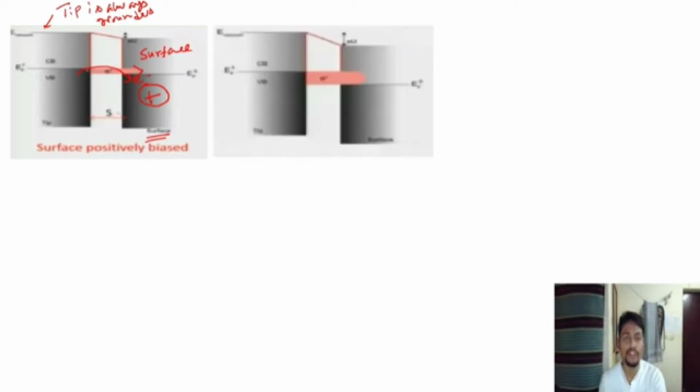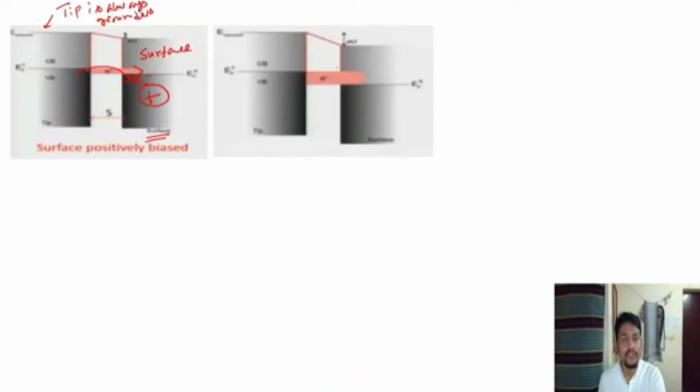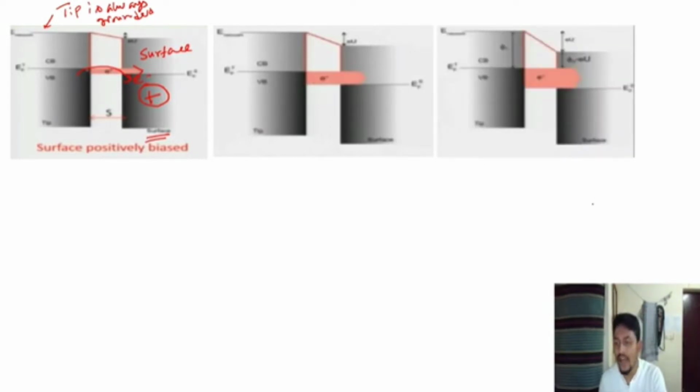Now, if we apply more voltage, electrons will come more easily, so we will get more tunneling current, because we have already seen that the tunneling current is directly proportional to the voltage. So if we apply more voltage, the tunneling current is going to be much higher. If we now try to draw the tunneling current versus voltage plot, let's say this is case 1, this is case 2, and this is case 3. If we put the points, it will be this and this.